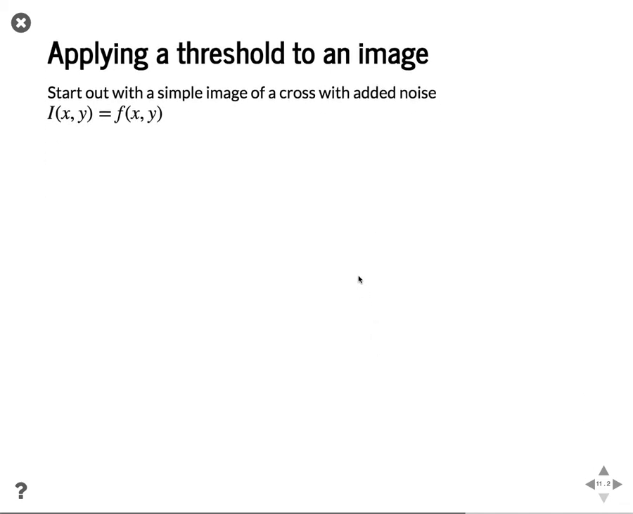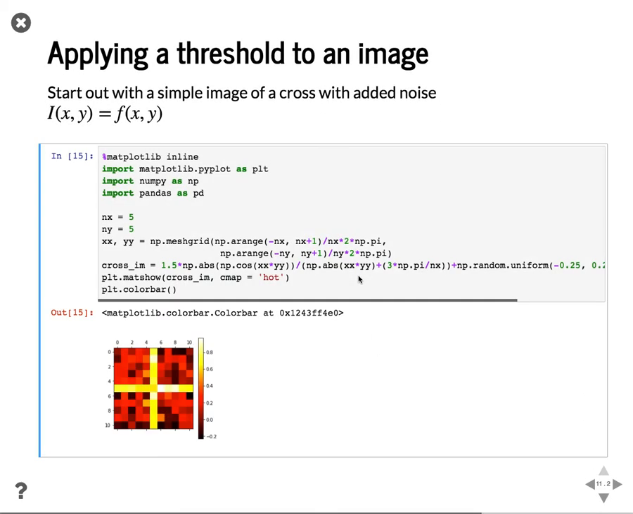So if we look at how we apply a threshold to an image, we take a sample image here. This is just a cross. You see the image there, and there's a range of values inside it. It's not particularly exciting. What's important to see is that there is a cross and there is some noise in the background. So how do we separate the cross structure from the background?